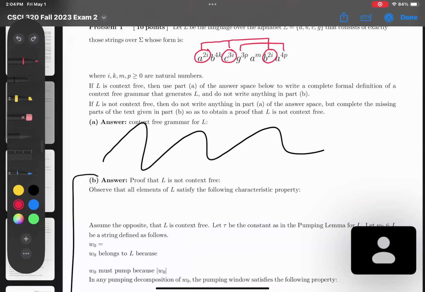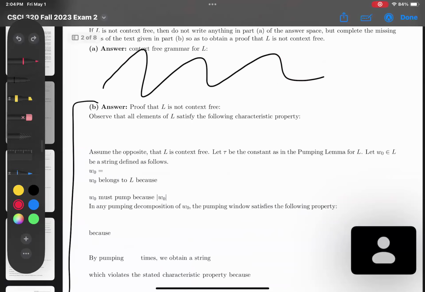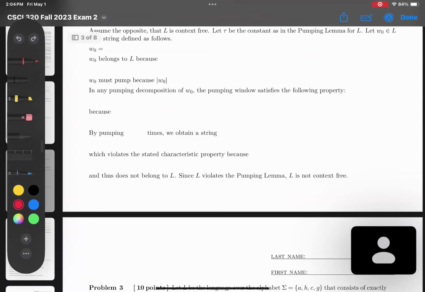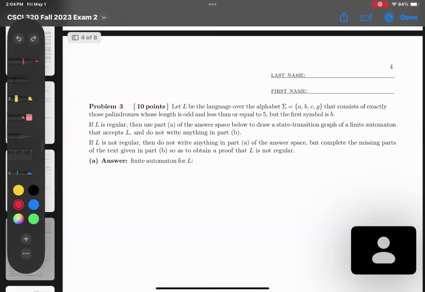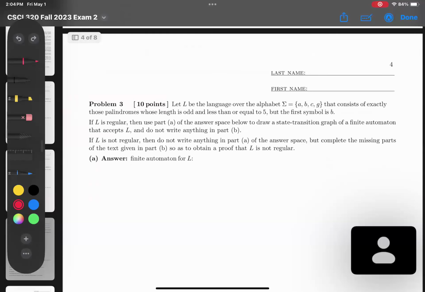As far as the regular expression to context-free grammar or automaton, they did also go over that in other reviews. I think maybe even the exam one review. You can look at that. There are videos on the website and on the Discord as well. So you could take a look at those. We're just a little out of time right now, so unfortunately, we won't be able to go over that.